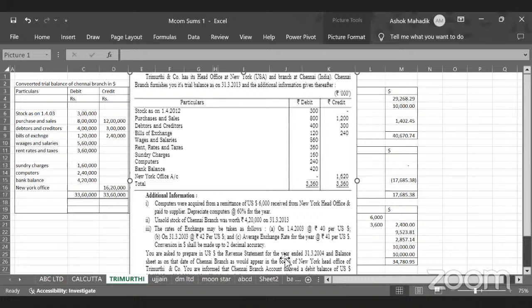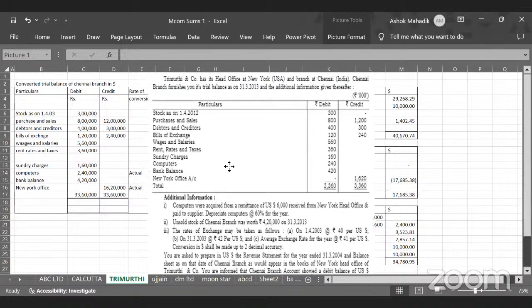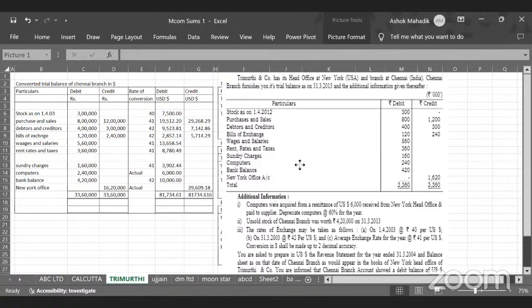Computers were acquired from a remittance of USD 6,000. So computers, you can see the third last item, computers. Rupees 2,40,000 is the value of computers and it is equal to $6,000. So against those computers, you can directly write this $6,000 value. Okay, actual figure is given, so you can write the actual value.